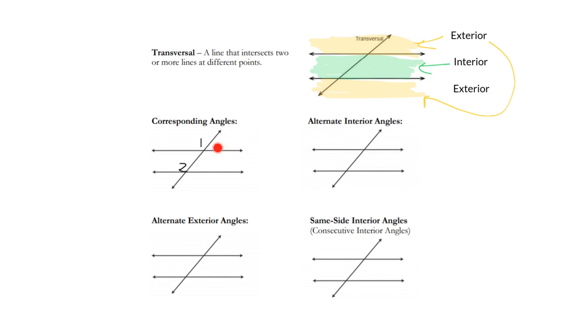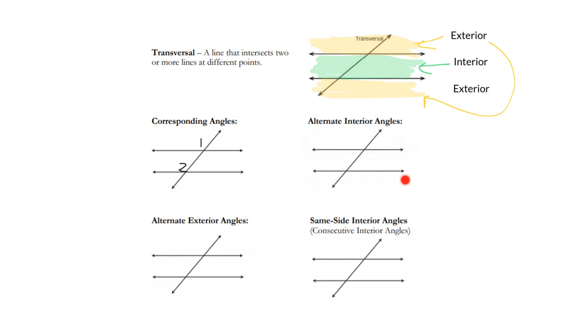So if you think about this angle right here, what corresponds with that angle? Well, I hope you said this one, because they're both above their line and to the right of the transversal. How about this angle right here? What corresponds with that angle? Well, I hope you're picturing this one. Again, they're both below the line and to the left of the transversal. So corresponding angles are in the same location.